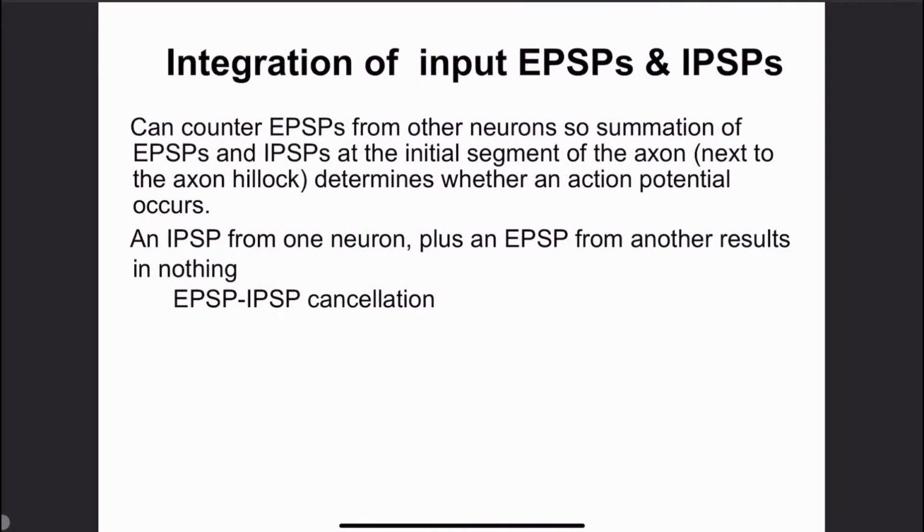So I said that IPSPs are included in this too. However, IPSPs are going to counter what EPSPs do. And so if there are EPSPs and IPSPs occurring at the same time, they're going to cancel each other out. And so if there's one IPSP from one neuron plus an EPSP from another neuron, they're going to completely cancel each other out and nothing is going to happen.